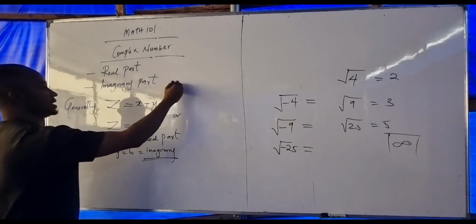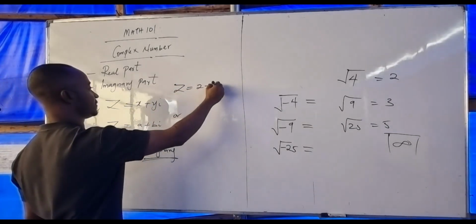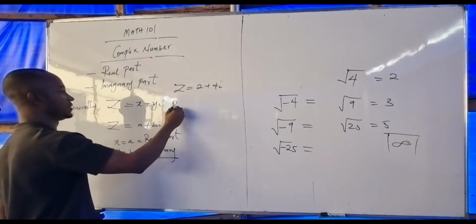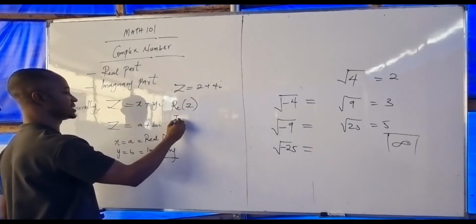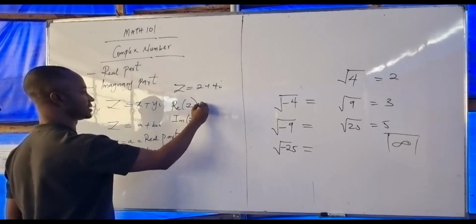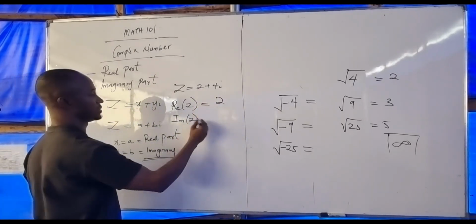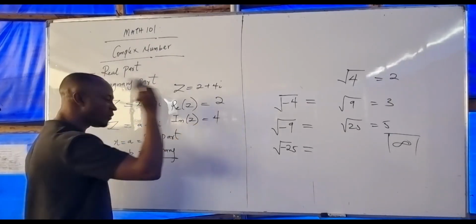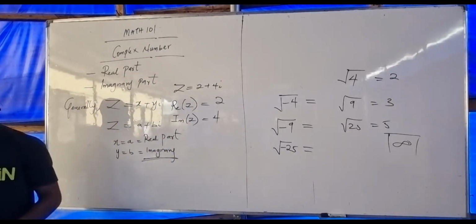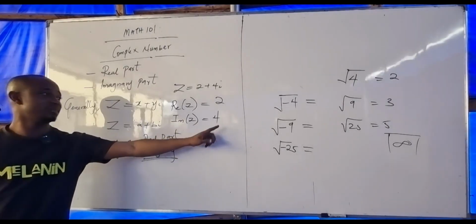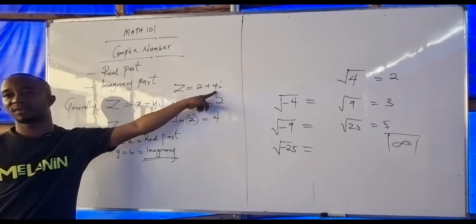For example, if we are given that z equals 2 plus 4i, we find the real part of z and the imaginary part of z. What's the real part of z here? 2. What's the imaginary part of z? 4, not 4i. So what made 4 imaginary is i.